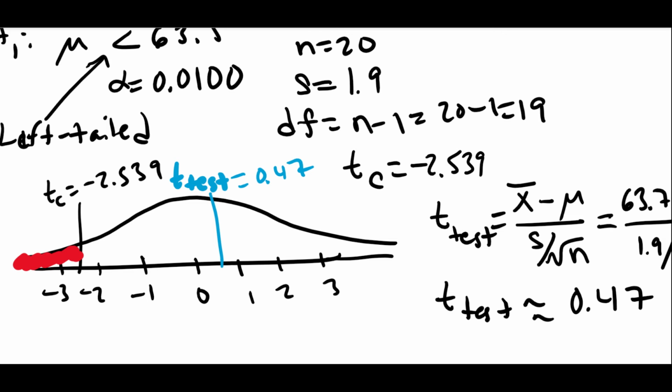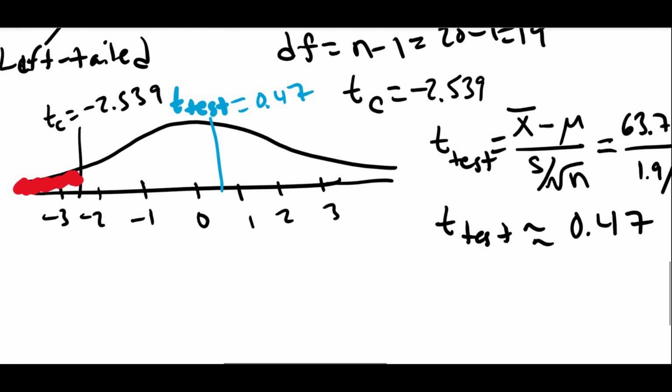So this is clearly not in my rejection region, and therefore I'm going to fail to reject here because it's not in our rejection region. So we fail to reject the H0.